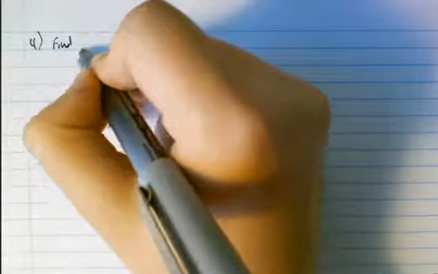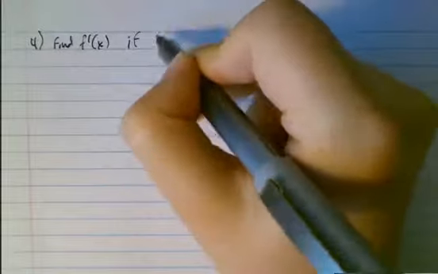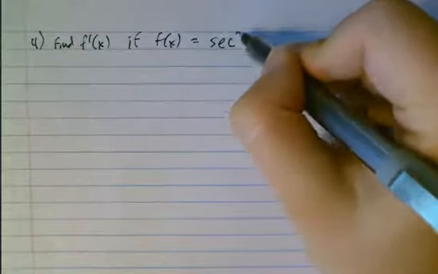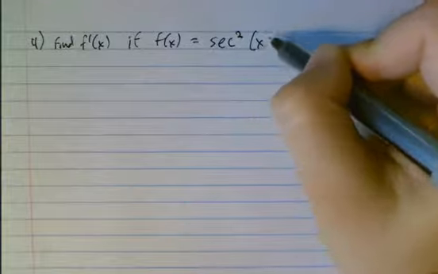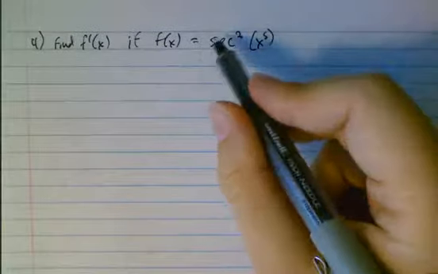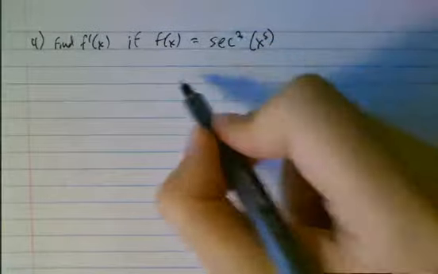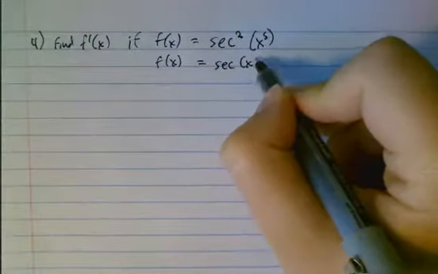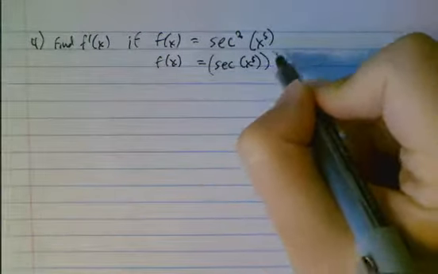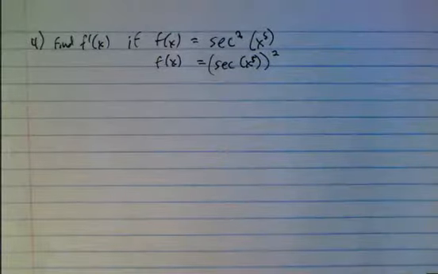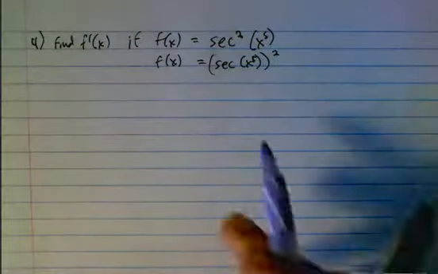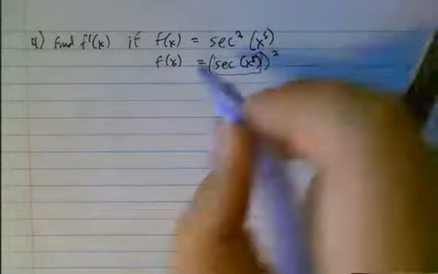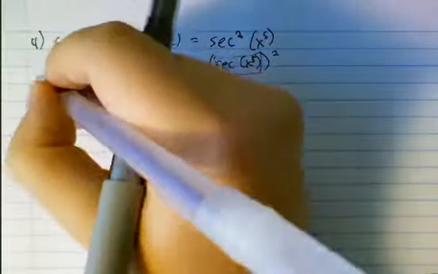Let's find f prime of x if f of x equals secant squared of x to the 5th. This one does require a rewrite. When we see this, we want to make sure to rewrite it as secant of x to the 5th quantity squared. And now there's no multiplication or division here. It's just a whole bunch of chain rules. So we can just do our little chain rules.